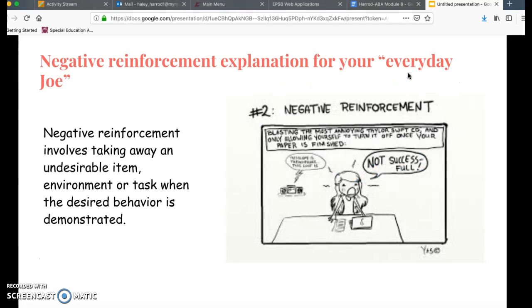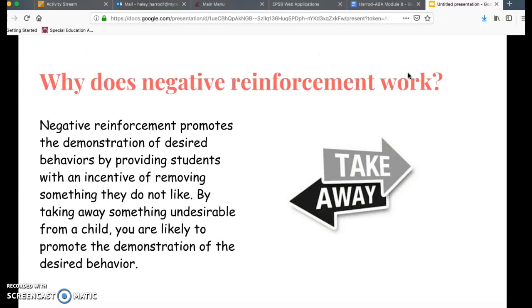So, negative reinforcement is just taking away an undesirable for demonstrating a desired behavior. So in this example, the girl's playing really annoying music, and then after she finishes her paper, it's taken away. Negative reinforcement works because it provides students with an incentive to remove something they don't like if they do what the desired behavior is.